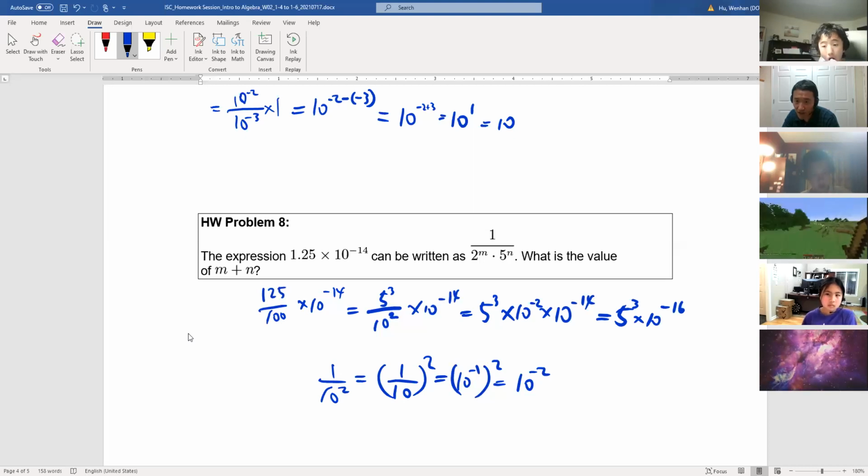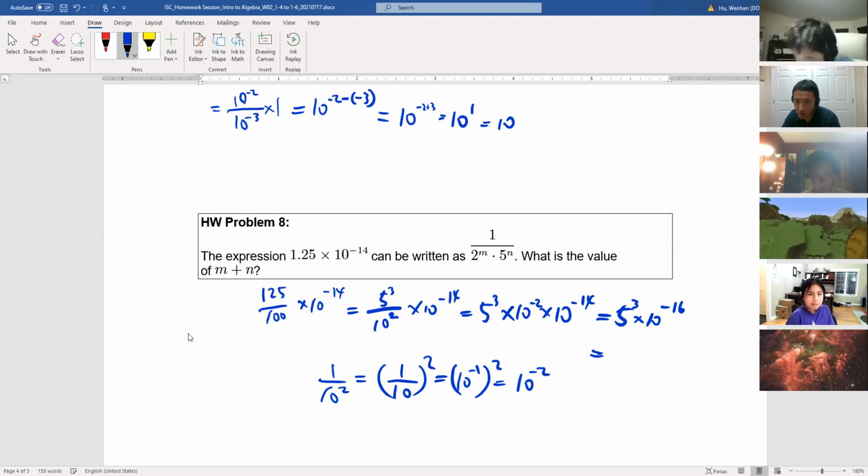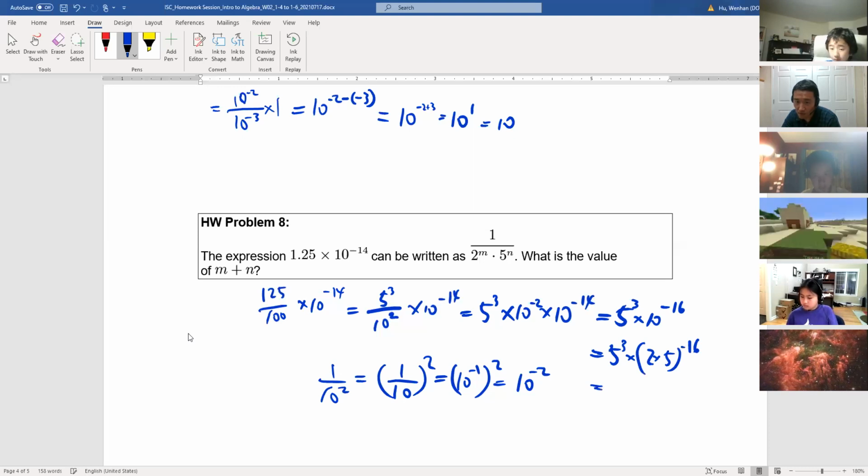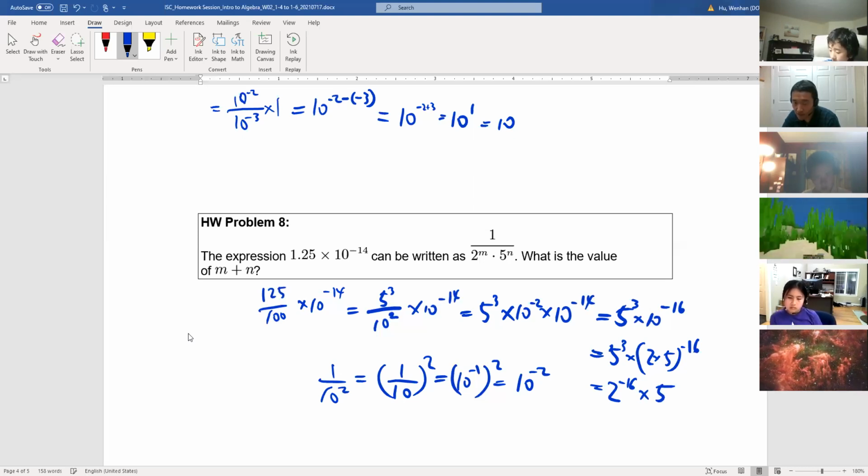And we only have 2 and 5 as bases here. So 10 doesn't work. We need to break 10 into 2 and 5 to design something similar to this. So we have 5 to the third, and then 2 times 5 to the negative 16th. And then if we put the exponent into the parentheses, we have 2 to the negative 16th, and we have 5 to the negative 16th, but we have 3 here, so it will be negative 13 left, right?